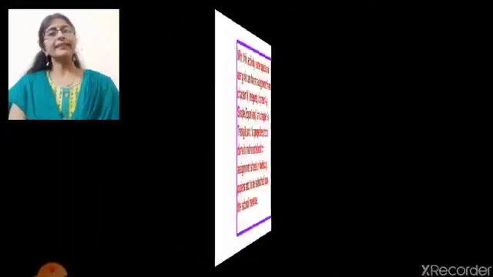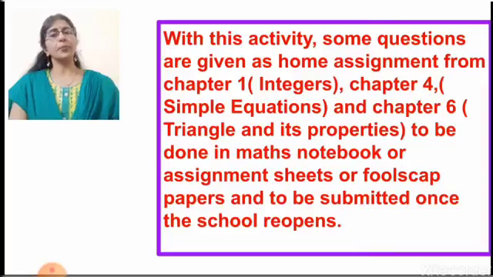Now this is the end of the writing work that you have to do. With this activity some questions are given as home assignment from chapter 1, chapter 4. Chapter 1 was integers, which you have learned. Chapter 4 Simple Equations, and Chapter 6 Triangle and its Properties, to be done in the maths notebook. If you have made any maths notebook or last year's maths notebook, if you have pages in it, you can write in that, or assignment sheets or full-scape papers. Whatever you have at home, you can use it for doing the home assignment, to be submitted once the school reopens.